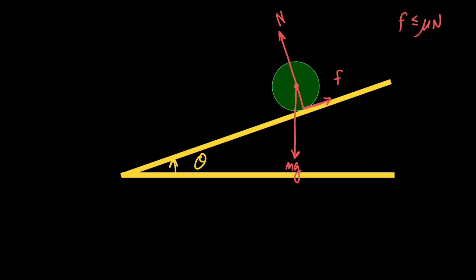So we know that there's a net force down the ramp that's equal to mg sine theta minus friction. And we know that there is a net force into the ramp that is normal force minus mg cosine theta, and that equals 0. All good?